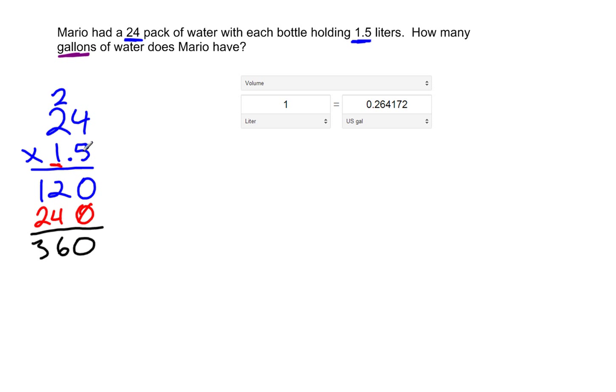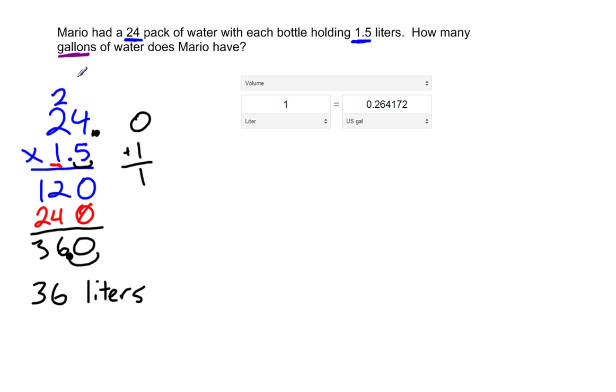And then we check, where does our decimal need to go? So we look at how many decimal places were in our two factors. There were 0 up top, so that was just a whole number, and 1 decimal place in our second. So that is a total of 1 decimal place that we need in our answer. So we're actually going to have 36.0, or just 36 liters of water. So we're halfway there, except we don't really care how many liters there are. We want to know what that is in gallons.